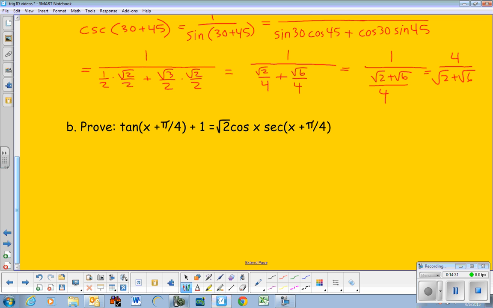If you look at this and you're like, I have no idea where to start, you just need to try something. If you try something and it doesn't work out, then try something else. And because I have the benefit of knowing the answer, this might not have been the first thing I tried, but here's what I'm going to do. I'm going to take this tangent and change it to sine over cosine.